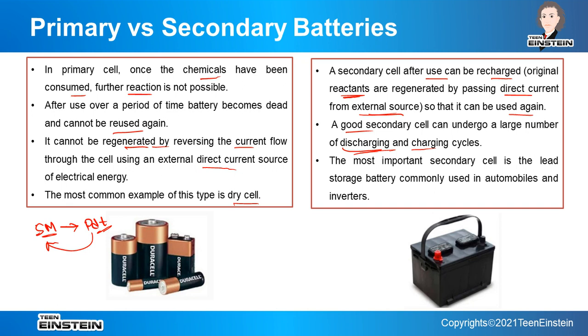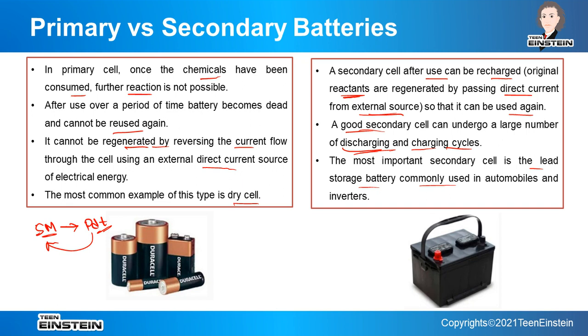Then once it is charged, again we can convert that chemical energy to electrical energy. So this is a cyclic process: discharging, charging, discharging, charging. The larger the number of these discharging and charging cycles, the more efficient the cell is. The most important secondary cell is the lead storage battery, which is commonly used in automobiles and inverters. One picture is here.